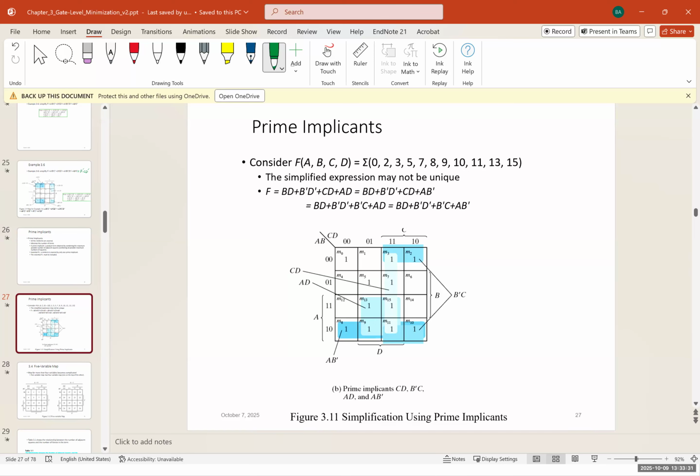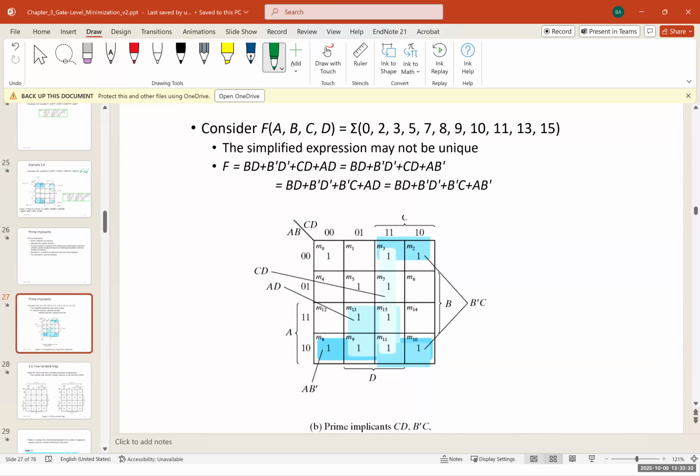This is an example of F is equal to sigma of 0, 2, 3, 5, 7, 8, 9, 10, 11, 13, and 15. Again, as I mentioned, we want to maximize the number of adjacent squares that we put together. So if I had a 1 over here, I would like to combine all these 4 together. By the way, I can't combine 6 together. It must be a power of 2: 2, 4, 8, 16, 32. If I could, I would combine the 2 on the top with it as well. But if I had just 1 over here, I would like to combine it again with the other 3 adjacent ones.